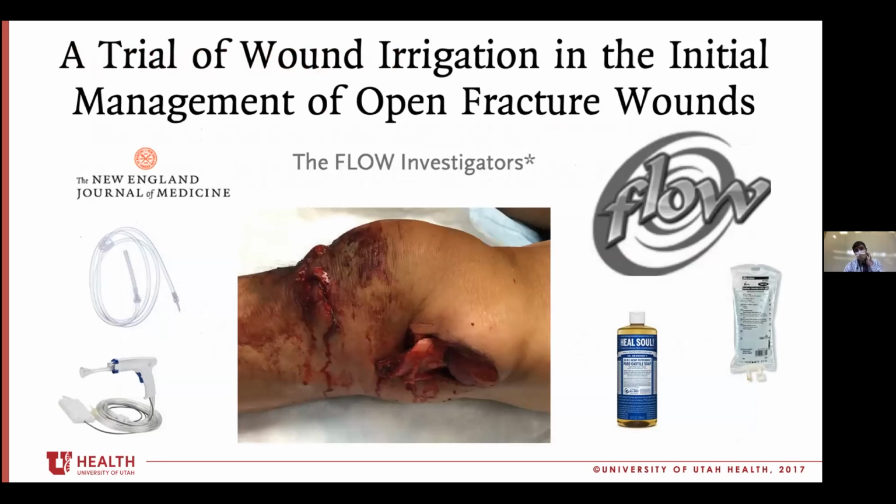On the heels of the success of the SPRINT trial came what was, again at the time, the largest RCT in orthopedic trauma, the FLOW trial, which is a trial of wound irrigation in the initial management of open fractures. And you know that this trial was a big deal because if you look in the upper right-hand portion of the slide, it has its own logo. I think as the kids say nowadays, #goals, right? Like if you run a study and the study has a logo, you've made it in life.